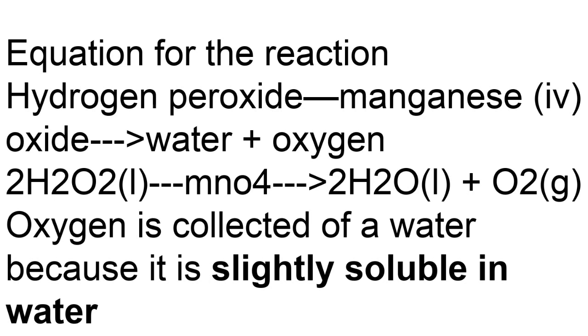Now, the first few bubbles of oxygen are not collected because the gas is mixed with air, which was originally in the flask. Therefore, we should not collect the first few bubbles of oxygen gas because it is not purely oxygen gas. So that is the first method of preparation of oxygen gas in the laboratory, by the process of decomposing hydrogen peroxide in the presence of manganese(IV) oxide as a catalyst.